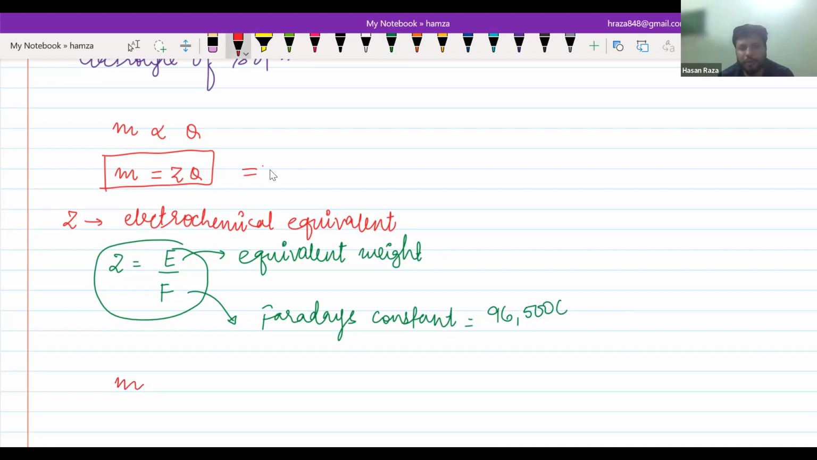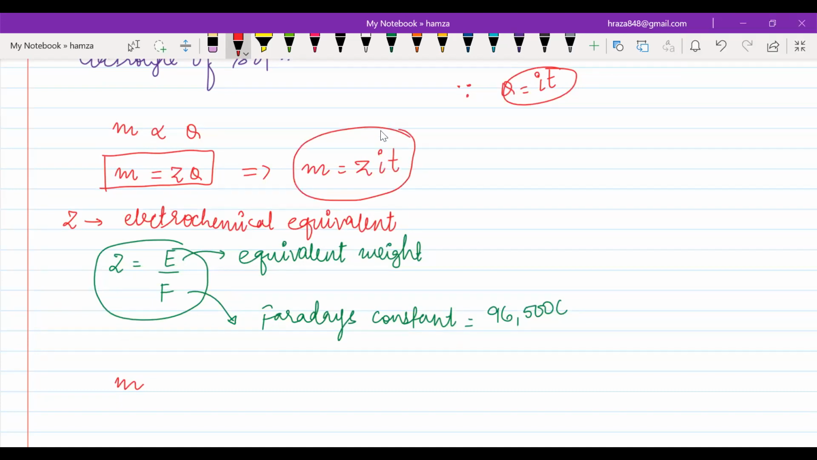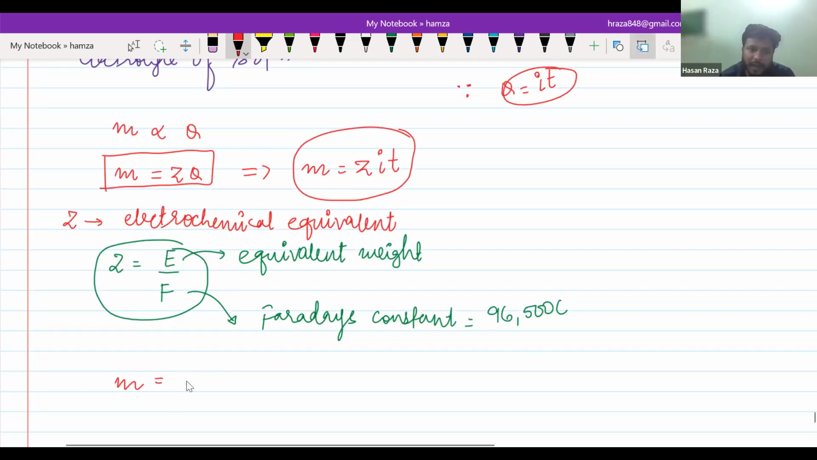Another formula from here: we know that Q is equal to I into T. So this formula can also be written as M equals ZIT. Can I write it? Nafisa, Sneha, and Hamza. Yes, sir. Now, another formula: in place of Z, I'm going to put E upon F into Q. Wait a minute.